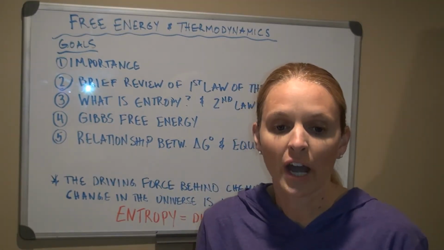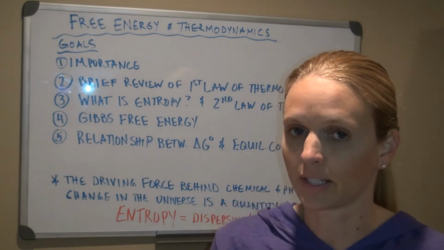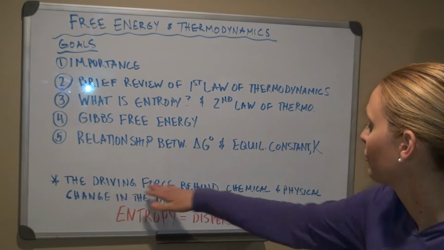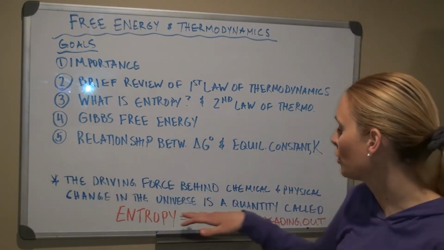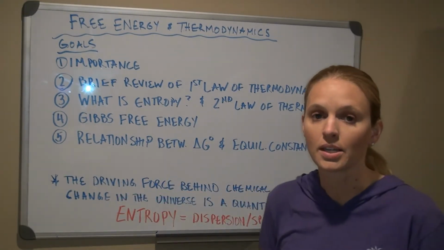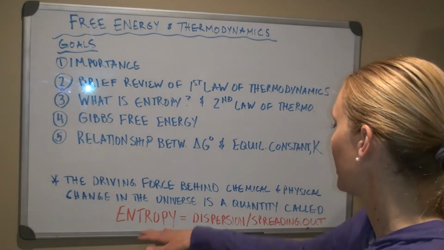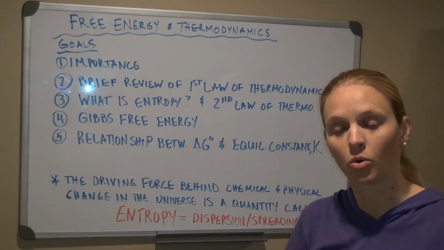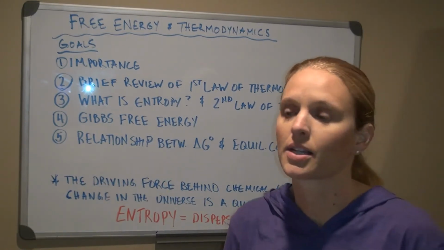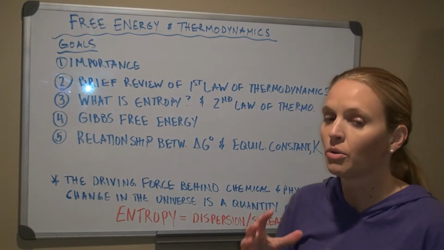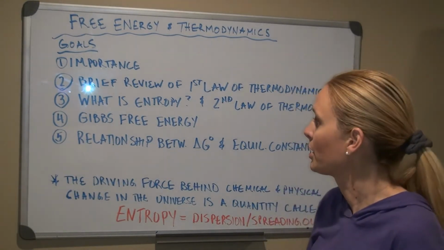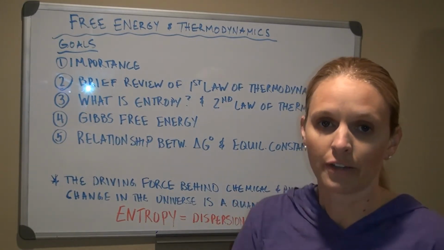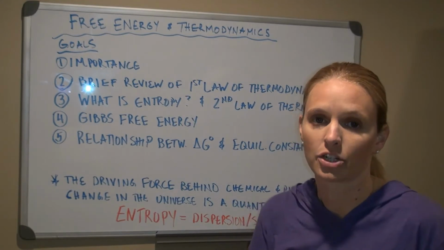And so there is a driving force that is causing the chemical reaction or the physical change to occur. That driving force behind chemical and physical change in the universe is a chemical quantity called entropy. Entropy just means the dispersion or spreading out of energy, or going to chaos, and things like that. So that's just an introduction into entropy, and we're going to take a look at how that explains why chemical and physical processes occur under a certain set of conditions.